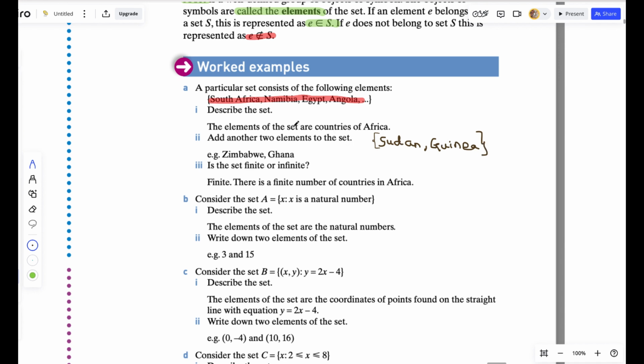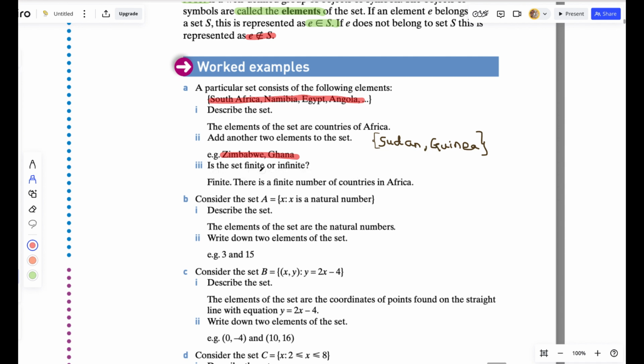If France is not an element of Africa. France is not an element of Africa. If you see this one, this author chose these two countries, Zimbabwe and Ghana. So you can decide to choose the countries that you feel are in Africa. Now the third question: is the set finite or infinite?